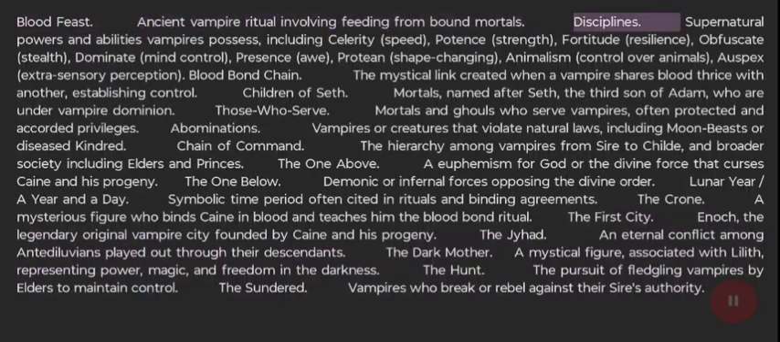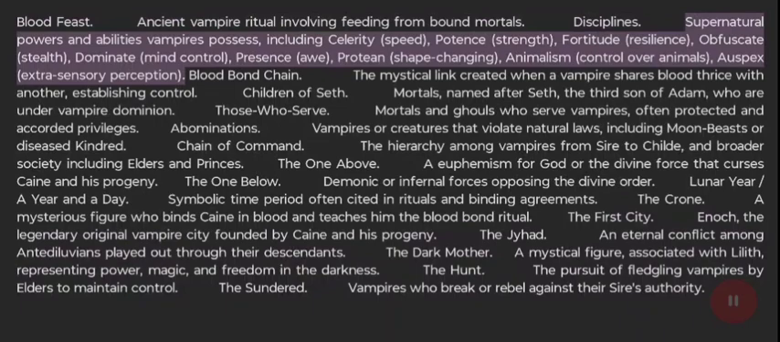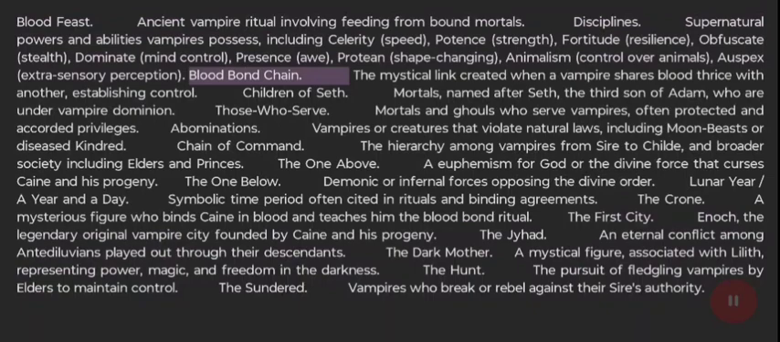Disciplines. Supernatural powers and abilities vampires possess, including celerity, speed; potence, strength; fortitude, resilience; obfuscate, stealth; dominate, mind control; presence; protean, shape-changing; animalism, control over animals; and auspex, extrasensory perception. Blood bond chain. The mystical link created when a vampire shares blood thrice with another, establishing control.